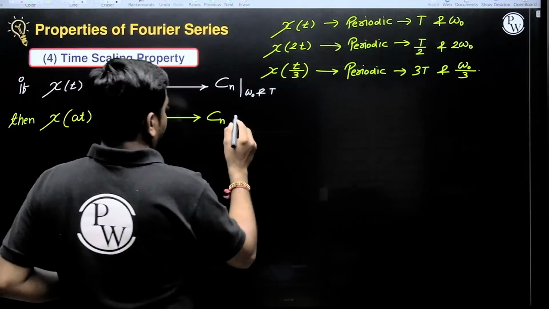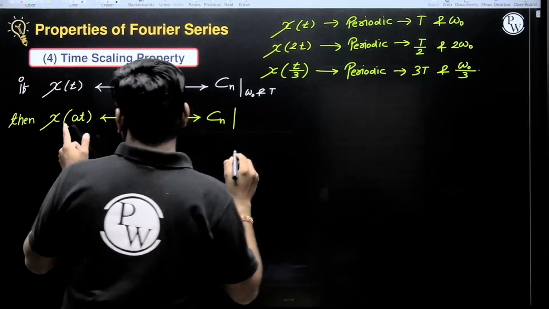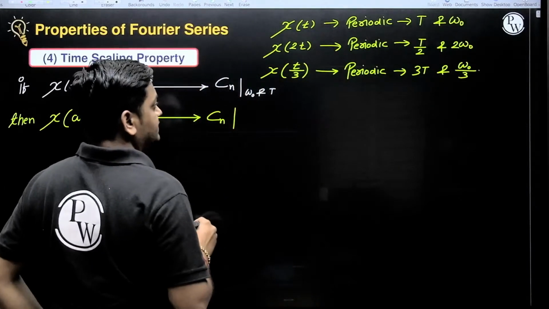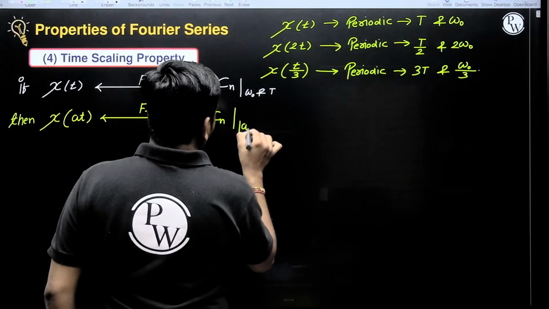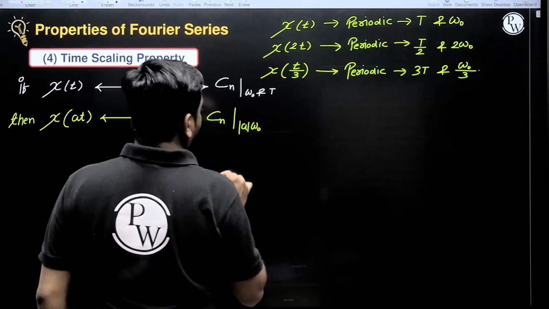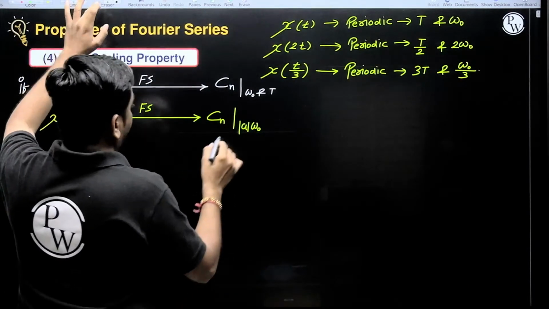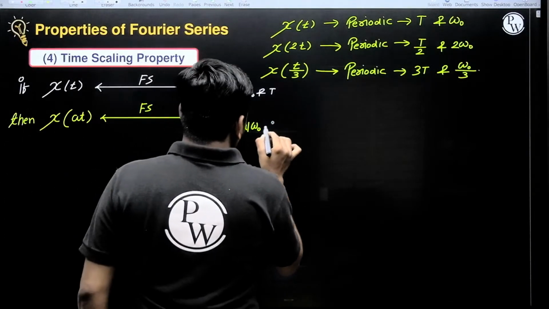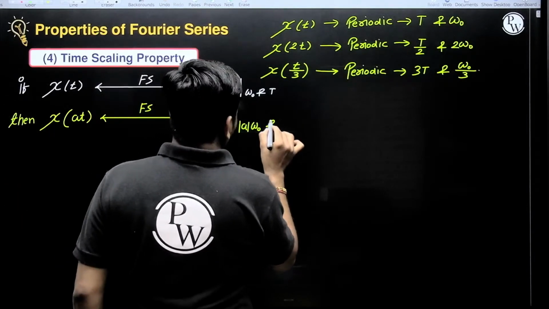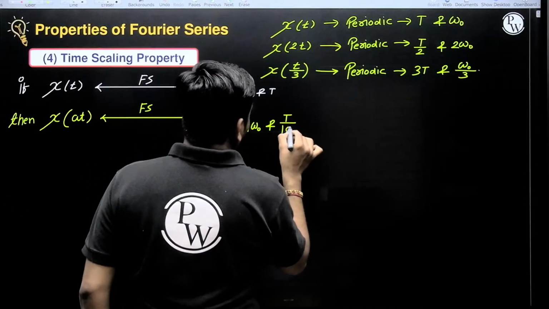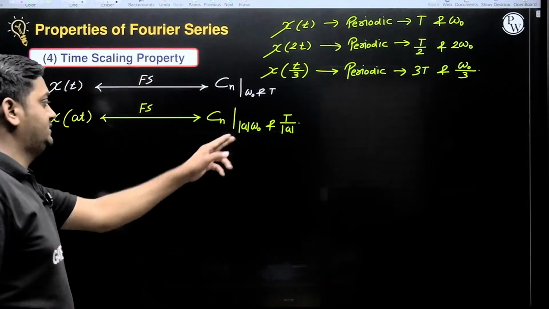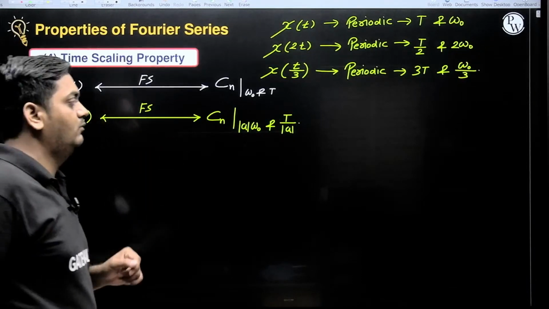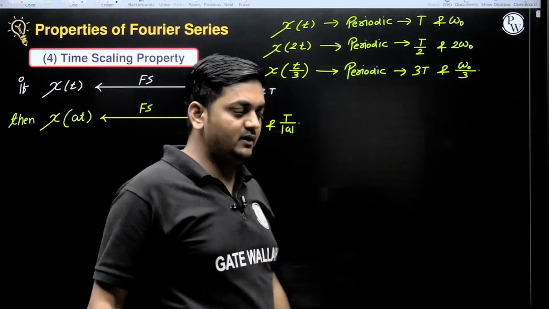So here, t becomes 2t, so the fundamental frequency becomes 2 omega 0. In general it will be mod a omega 0. Why am I taking the mod? Because a can be negative, but frequency cannot be negative. The fundamental time period will be T divided by mod a. Frequency cannot be negative, so that's why I am writing mod a omega 0 and T upon mod a. Fine, clear?